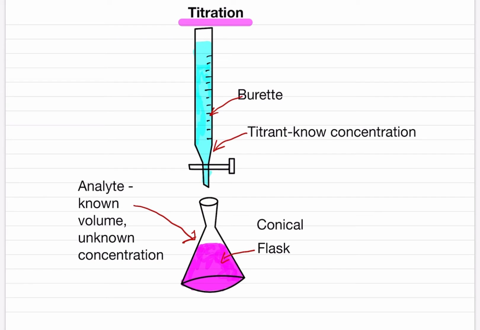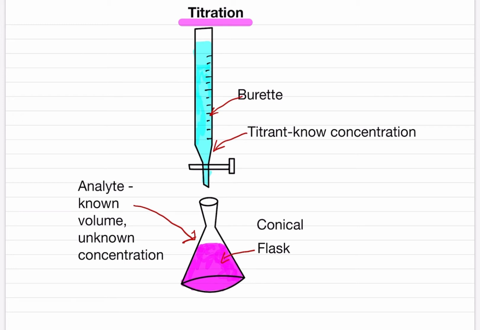Get some acid of known concentration. For example, it could be hydrochloric acid. The titrant has a known concentration. Fill a clean burette with the acid, having washed the burette with a little of the acid. So initially you have to wash the burette with the acid, and then we fill it with the acid till the top. Record the initial burette reading.